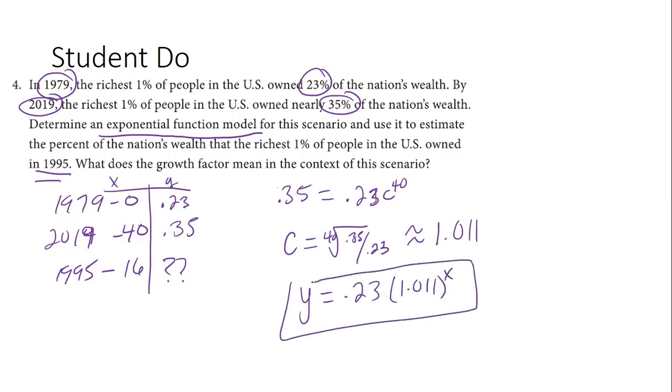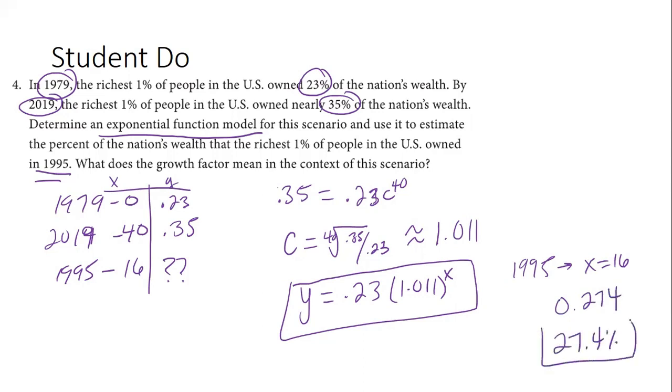There's our exponential model. Now that I have my exponential model, can I predict for 1995? Yeah. And what do we get? It'll be to the power of 16, right? So 1995 means x equals 16, and we get what? There we go, 0.274, which is what in percentage? 27.4% of the population.